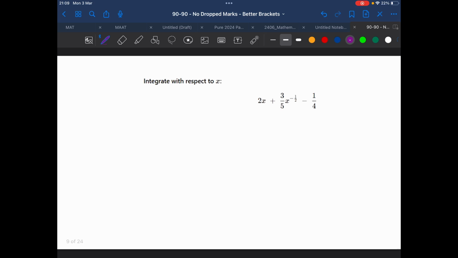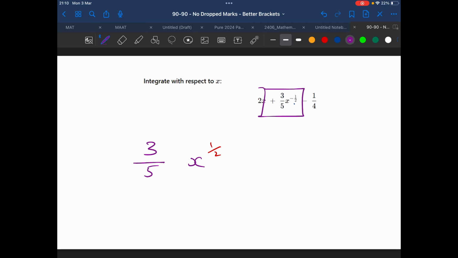How about this one here? Let's have a go at another one. So which term? Well, maybe the one there in the middle. So 3/5 x. What would happen to the minus a half? It would now become, wouldn't it? It would become a half.